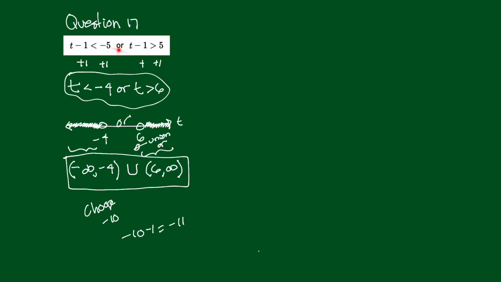But this is an OR statement. So it's an OR, at least one has to be true. So if I use -11, I get this one. So I got at least one being true.